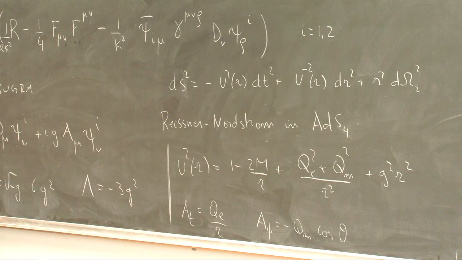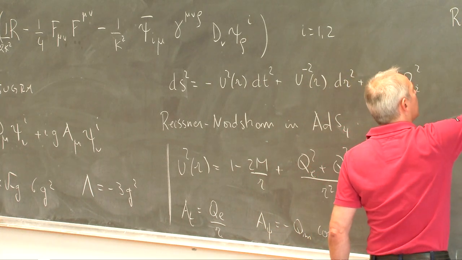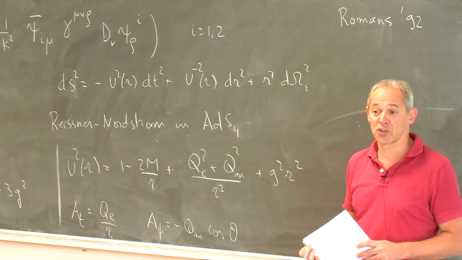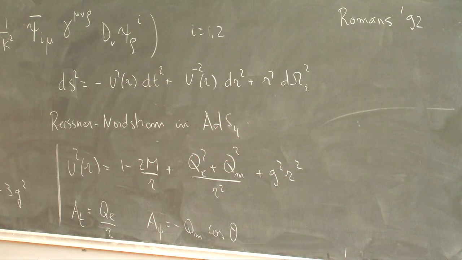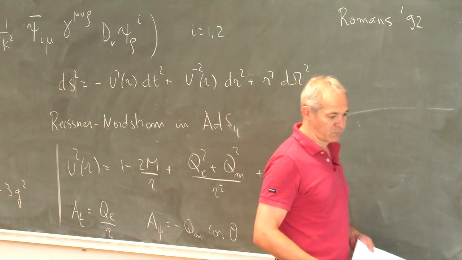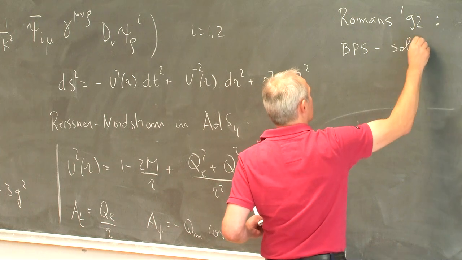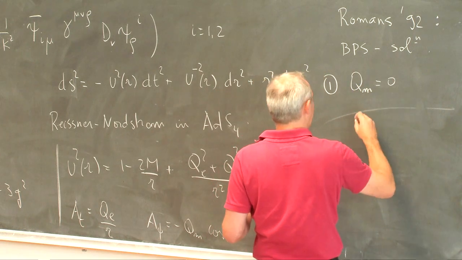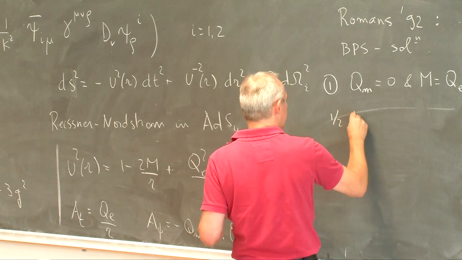You can ask yourself, which of these solutions is supersymmetric? And this problem was analyzed a long time ago by Romans. So the BPS solutions: in a paper by Larry Romans in '92, he took this class of solutions and plugged it into the variations of the gravitino and set that to zero, to see for which constraints on the parameters you can get a supersymmetric BPS solution. There are two classes. The first class is where the magnetic charge is equal to zero and the mass is equal to q electric. And that one is 1/2 BPS.